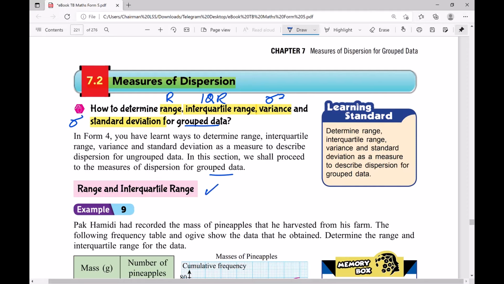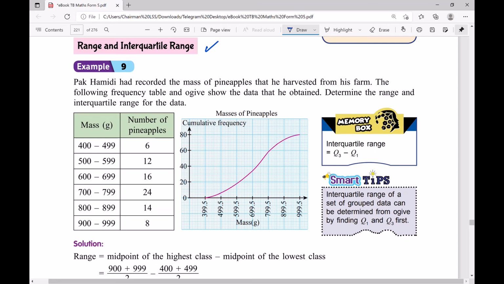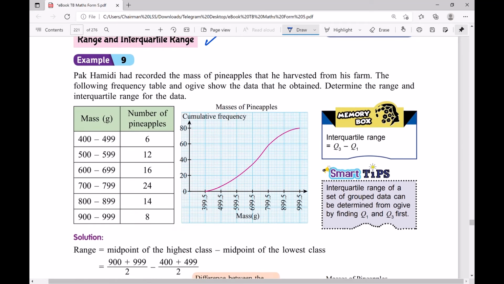So range and interquartile range. We look back. What is it? So look at example 9. This Pak Hamidi recorded the mass of pineapples harvested from his farm. The following frequency table and ogive, already drawn for you, show the data he obtained. So you have to determine the range and interquartile range for the data.